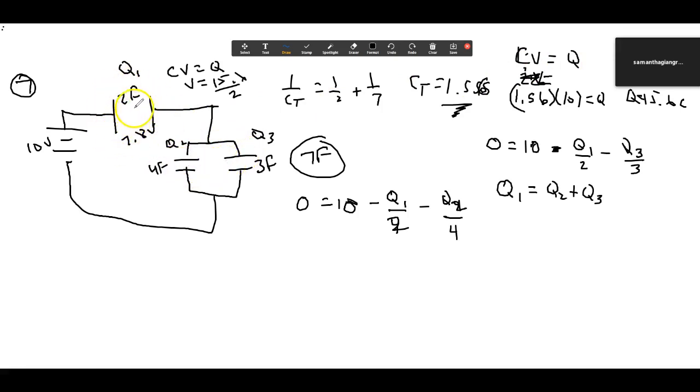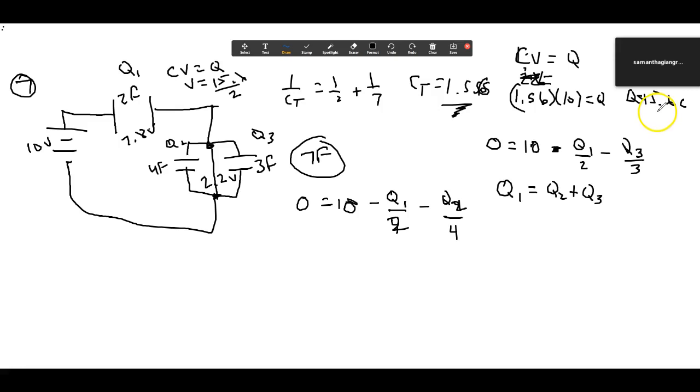Yeah. So because of that, I can find the voltage drop across this one capacitor, right? Yes. So CV equals Q, V equals 15.6 over 2, so I get 7.8 volts, which means I have 2.2 volts across here. And if I have 2.2 volts across here, I can solve for the charge in this one and the charge in this one. They would have to add up to 15.6.